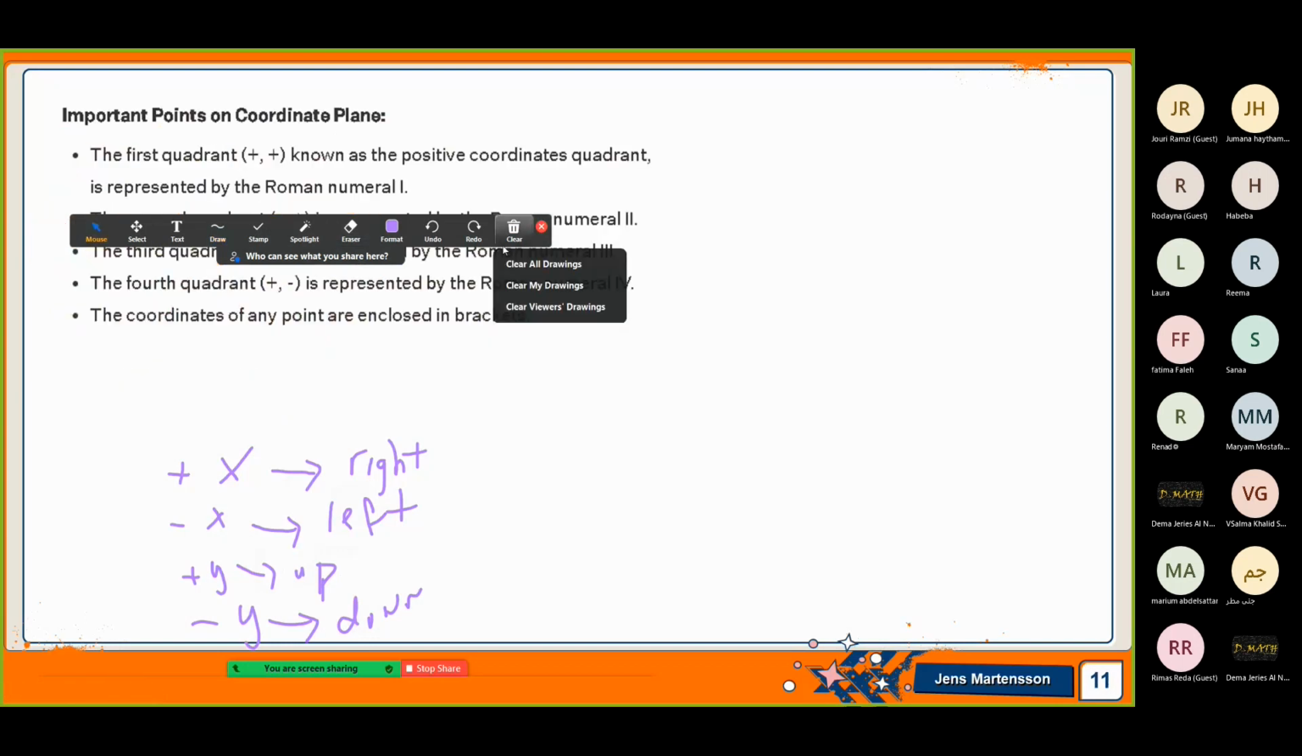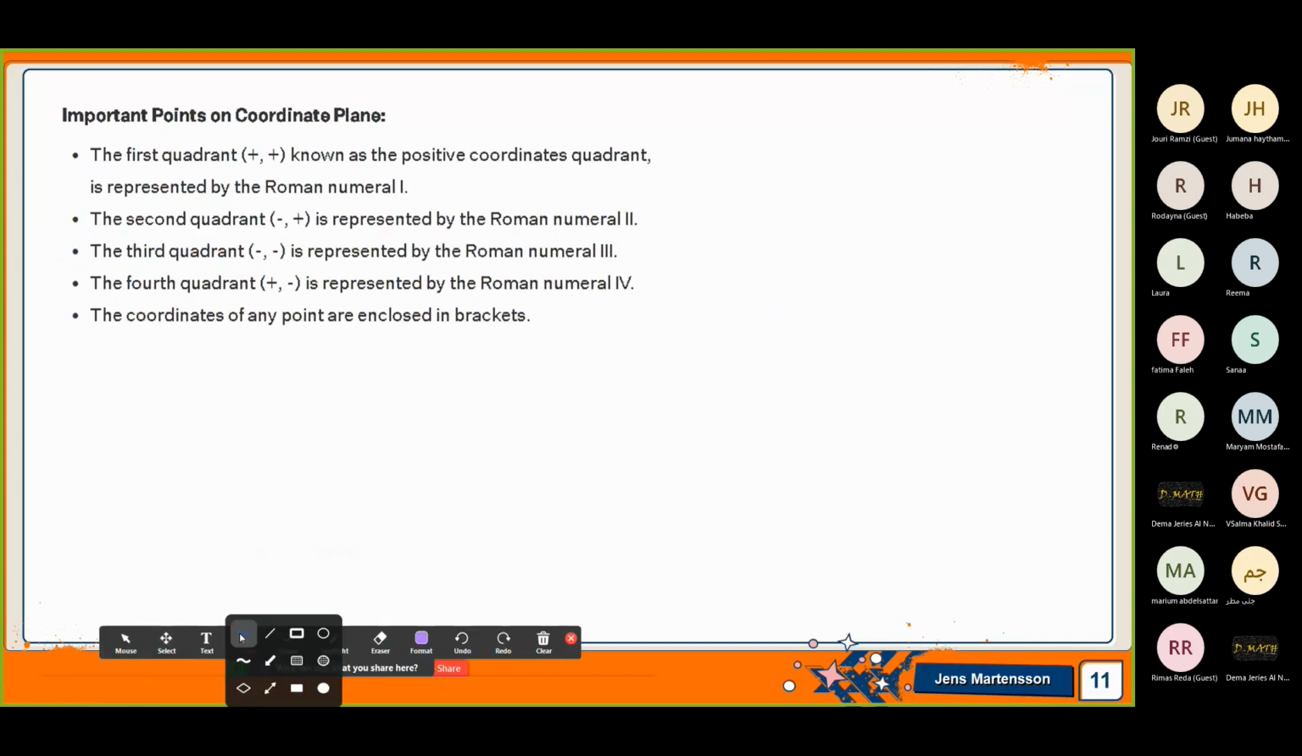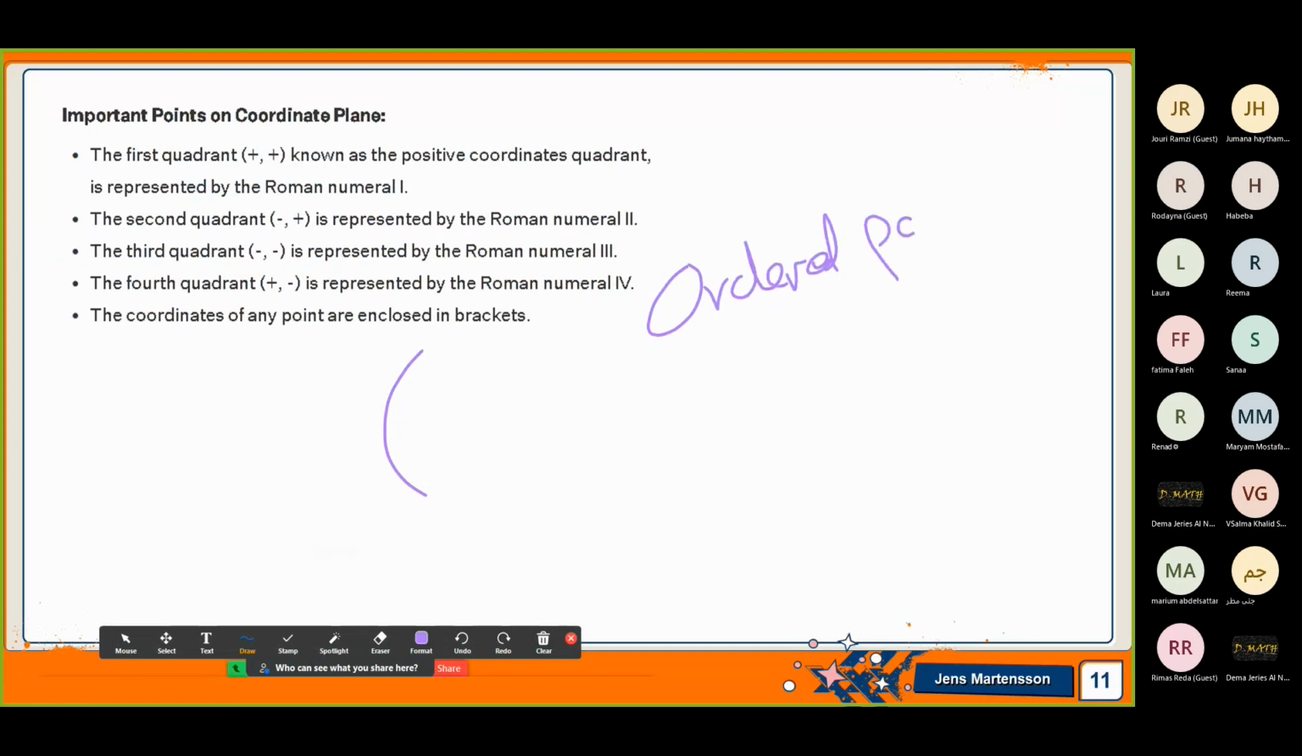This is what we said yesterday. And I forgot to tell you something, that its name is ordered pair. Why do I call them ordered? Because they must be in order. X, then Y. Don't write Y, then X. They must be X, then Y.